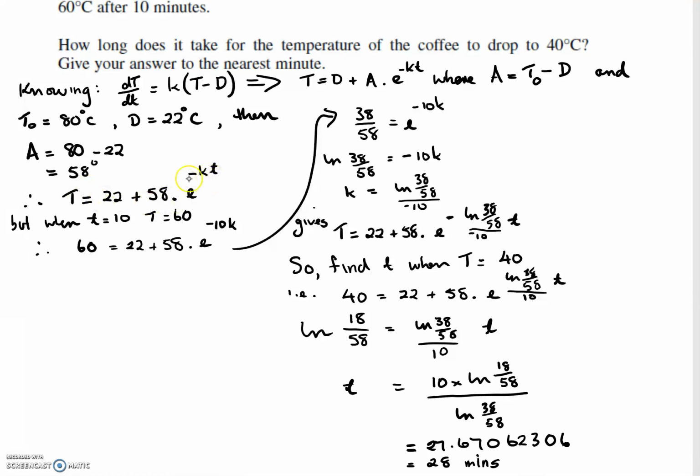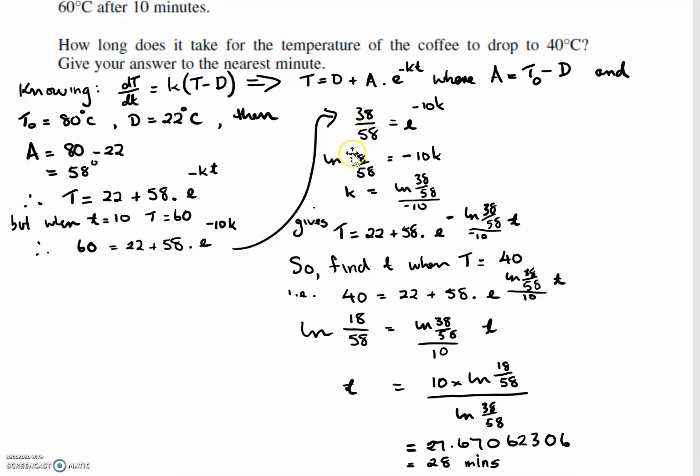Not quite a working formula yet. We need to find the value of K. So we've been given this additional piece of information. We know that when time is 10, the temperature is 60. We're pretty familiar with always being given some added information to find these constants. So set up the equation that 60, the temperature, has to be the 22 plus 58 times this. All I've done is what you would normally do to solve this equation, subtract 22, divide by 58.